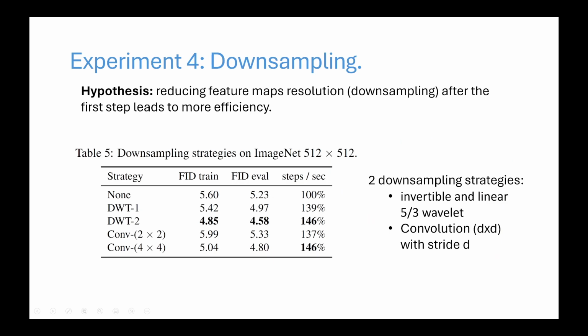Let's start with a typical UNet designed for 512 resolution images. From there, downsampling is done to either 256 or 128 using convolutional layers or the discrete wavelet transform. The main hypothesis is that downsampling should not only maintain sample quality, but also improve the model's efficiency. The results are surprising in this sense. Models with downsampling not only run faster, but they also produce better quality samples.